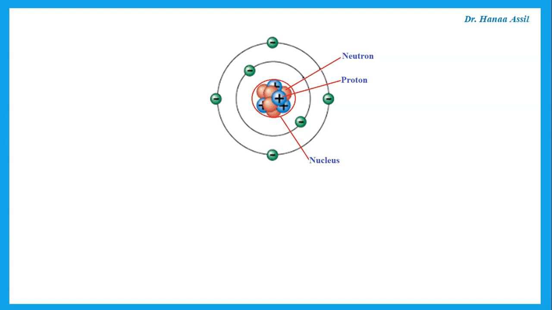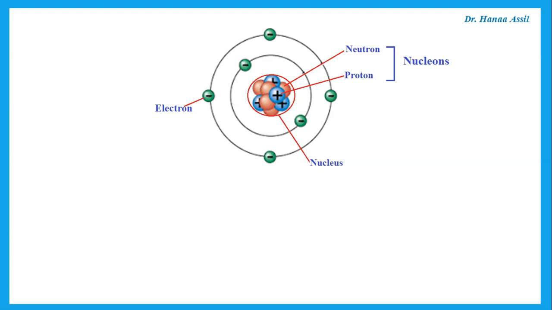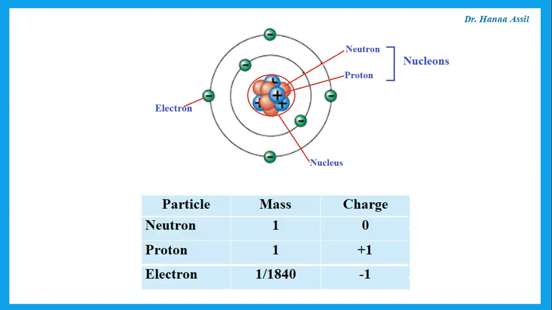Now, do you remember about atomic structure? You should remember that the atom has a central part which is called the nucleus. The nucleus contains neutrons and protons. Both neutrons and protons are referred to as nucleons, so nucleons is anything inside the nucleus. Electrons are revolving in energy levels around the nucleus, and you should be familiar with the mass and the charge of each of these, what we call subatomic particles.